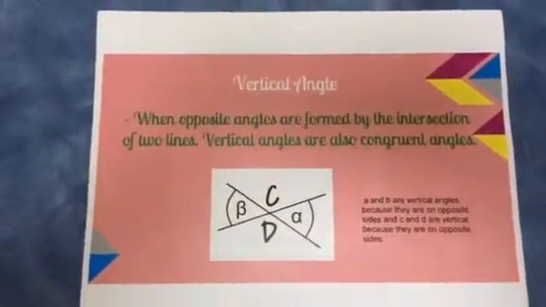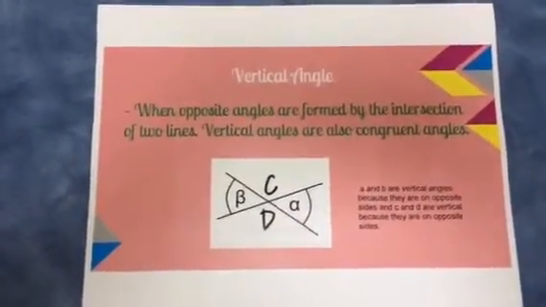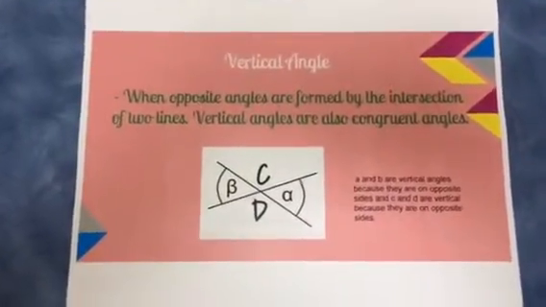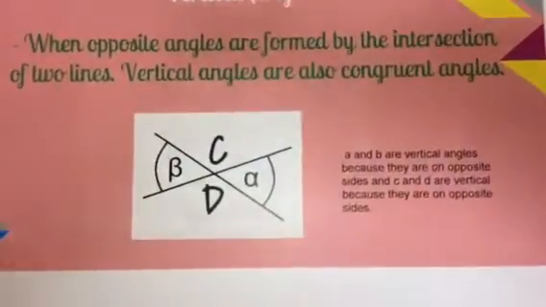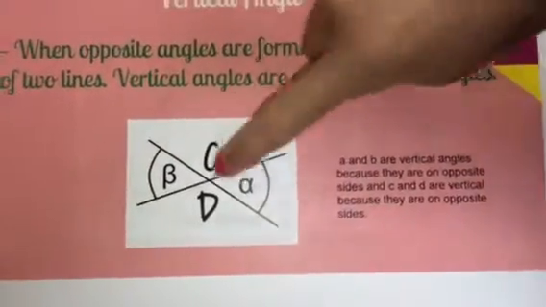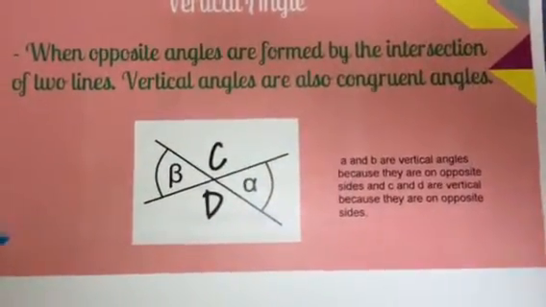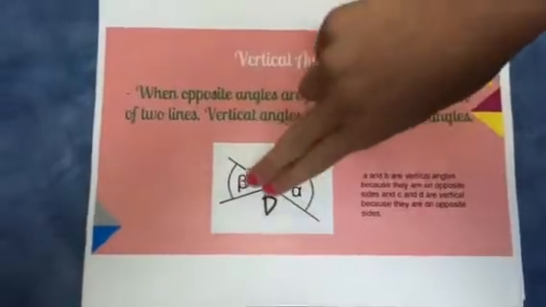Vertical angles. When opposite angles are formed by the intersection of two lines, vertical angles are also congruent angles. A and B are vertical angles because they are on opposite sides. C and D are vertical angles because they are on opposite sides. You can't have vertical angles when they're next to each other.